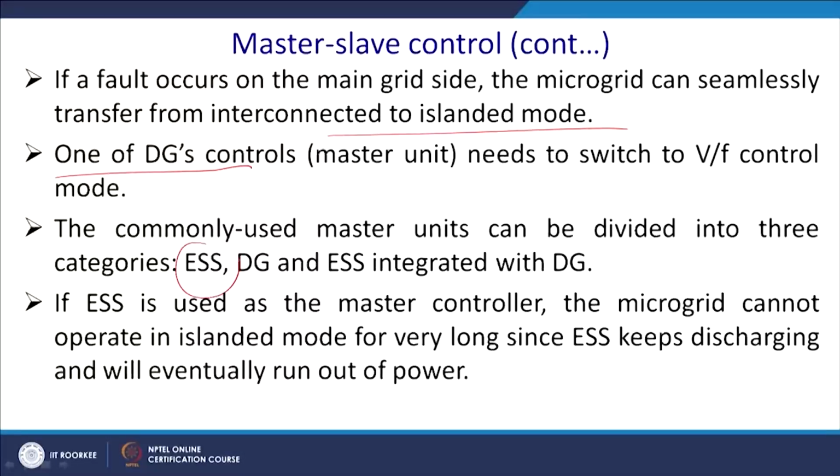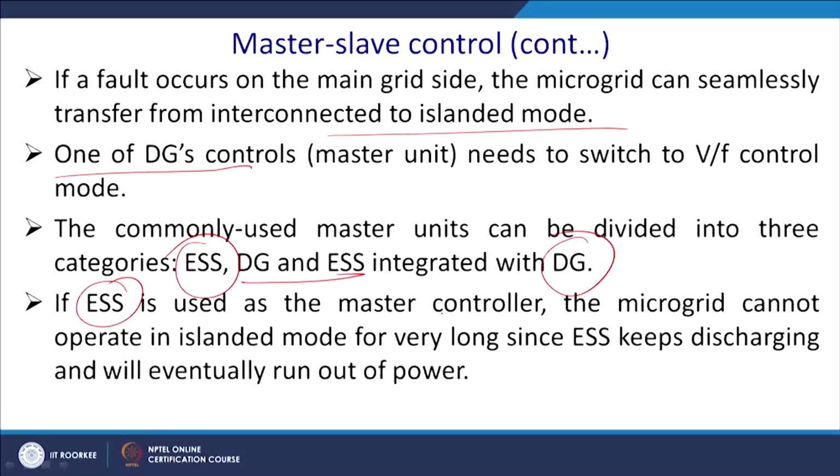It can be the energy storage element, a battery bank, DGs, or ESS integrated with the DG, mostly solar and battery bank sometimes, because solar may not be available at night. So, for this reason this configuration is preferred. Also, if you have an energy storage element and somehow the battery lifetime is less or something like that, then this mode is not suitable. For that, the combination of the DG and ESS is chosen for the master controller.